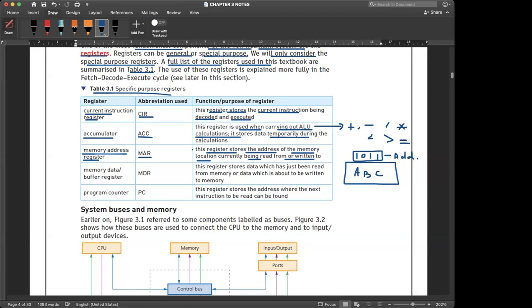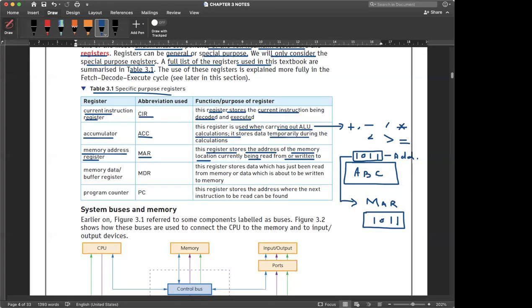So what is the purpose of MAR? Memory address register. This register stores the address of the memory. So this 1011 is going to be stored where? In MAR. What is the full form of MAR? Memory address register. So it is going to store this address. Look, this is the job of MAR.